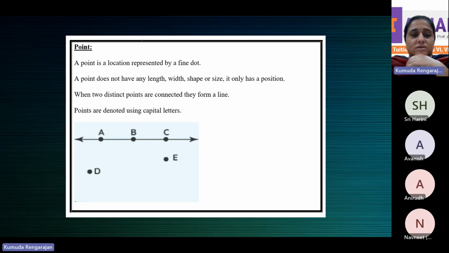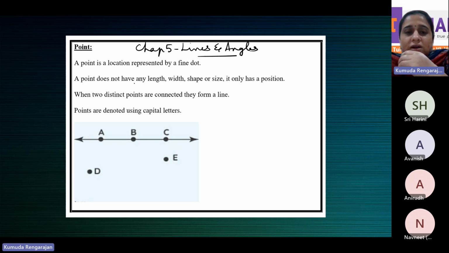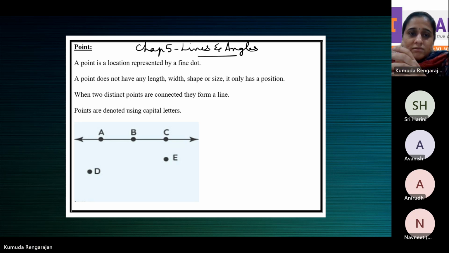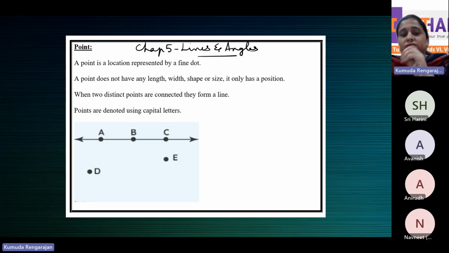All right, children. So this is chapter 5 from the NCERT Maths textbook, which is called Lines and Angles. Before we actually start working the problems from this chapter, we need to get familiar with certain terms. We are about to see some new terms related to lines and angles. We'll understand the meaning of those terms and then start working the problems in the exercise.